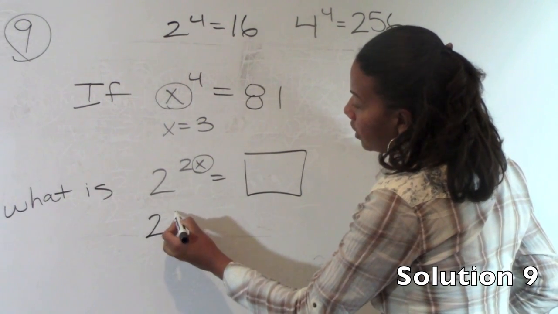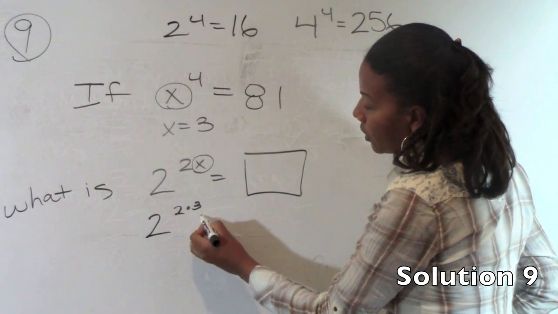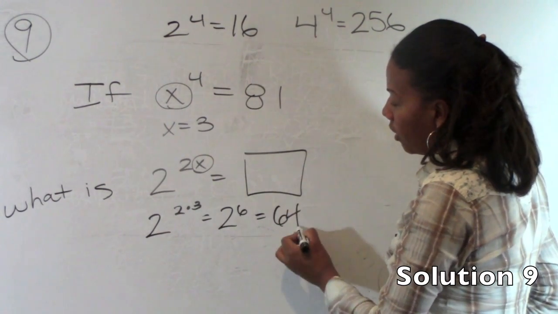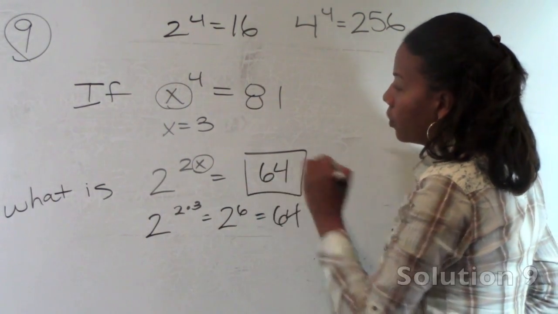So 2 raised to the 2 times 3 power is 2 to the 6th power, which is 64. So our answer then is 64.